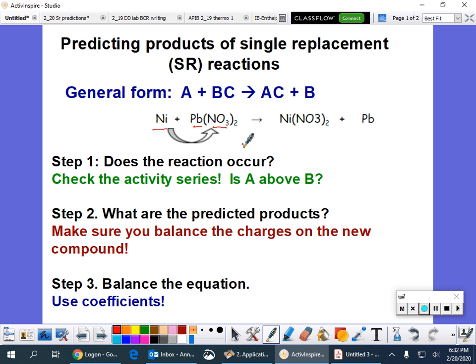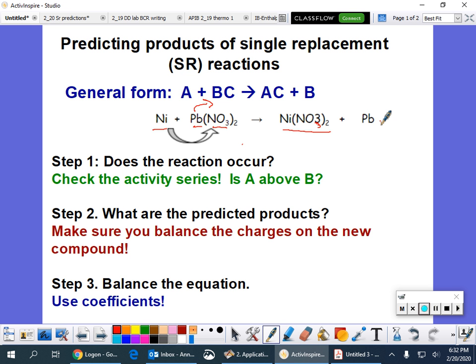So nickel is going to come in and react with our lead nitrate. It's going to kick out the lead, and it's going to bond to the nitrate to produce nickel nitrate, and this should be a lowercase 3, not a subscript 3. So nickel nitrate, and then the lead is a product by itself.